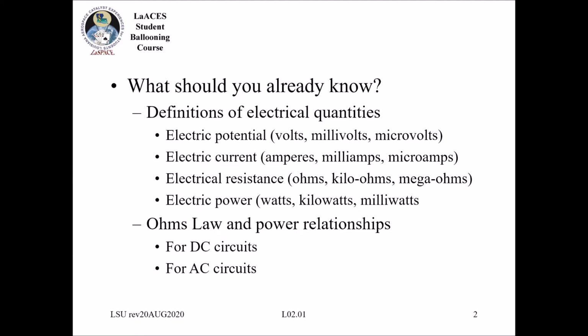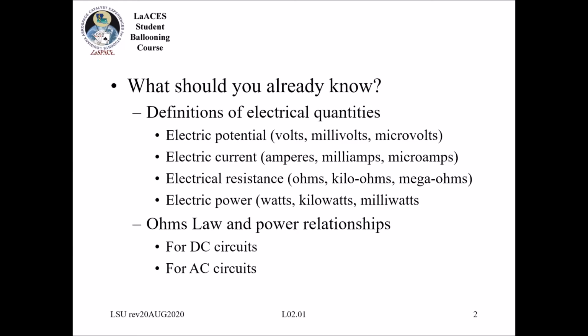Electric current, measured in amperes, milliamps, or microamps. Electrical resistance, typically measured in ohms, kiloohms, or mega ohms. And again, kilo is 10 to the 3, mega is 10 to the 6. So you can see that the 10 to the 3 and 10 to the minus 3, those things tend to cancel, as well as the micro and mega. And then electric power in watts, kilowatts, milliwatts, different types that you'll see.